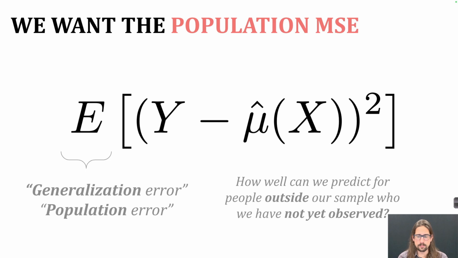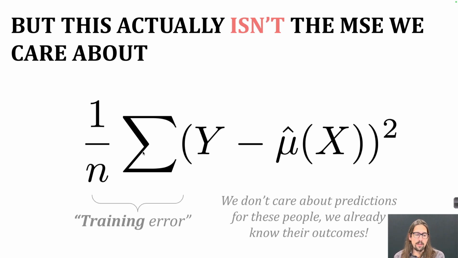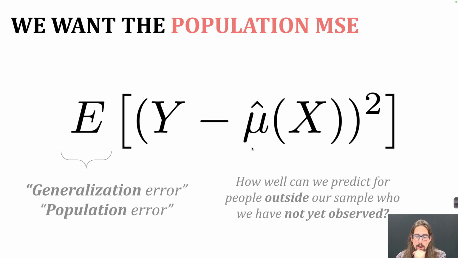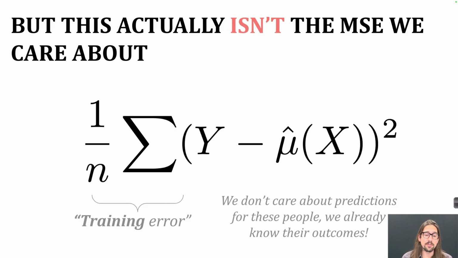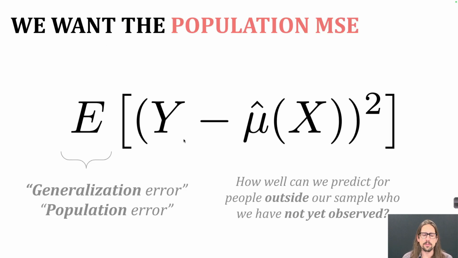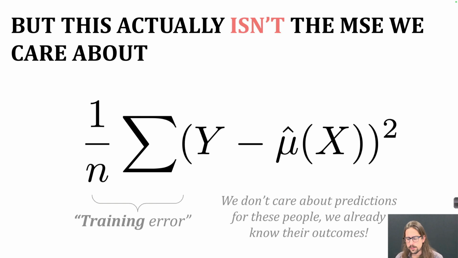So we want to know, how well can we predict for people who are outside of the sample, who we have not yet observed, right? And that's the same thing. It's just instead of averaging over the sample, we want to average over the entire population. Some of you may think, why can't we just use training error as an estimate of population error? Aren't these two things the same, except who you're averaging over?